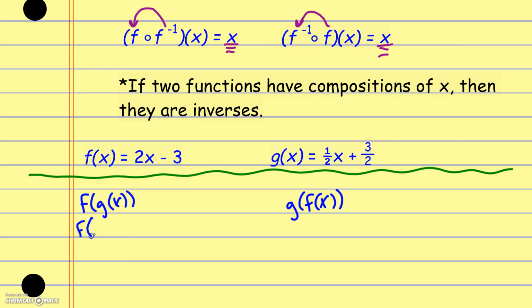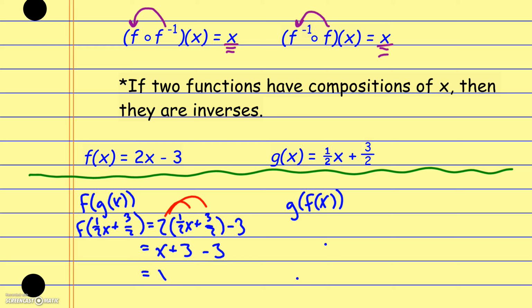So here I have f of g of x. Well, g of x is the 1/2 x plus 3/2. So I substitute that in for g of x. And I'm going to substitute that into the f function. So I have 2 times x minus 3. But instead of x, I want to plug in the 1/2 x plus 3/2. Because that's how the composition works. And now I just have to simplify. So here I distribute. That's going to give me an x plus 3. The minus 3 kind of tags along for the ride. I combine like terms, and I end up with an x.